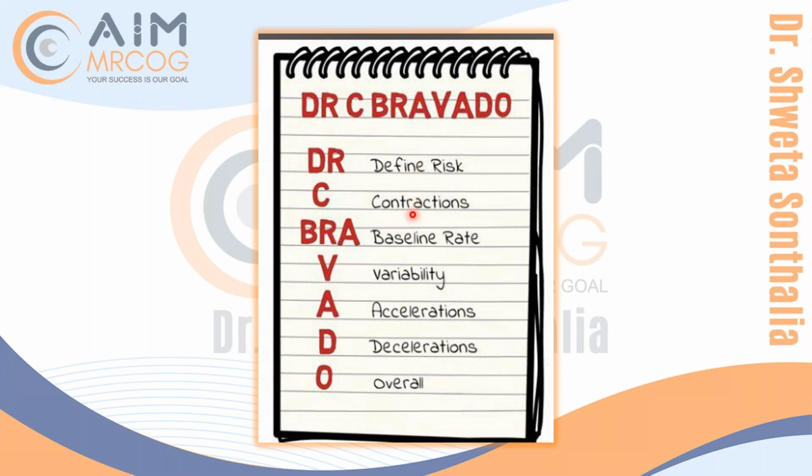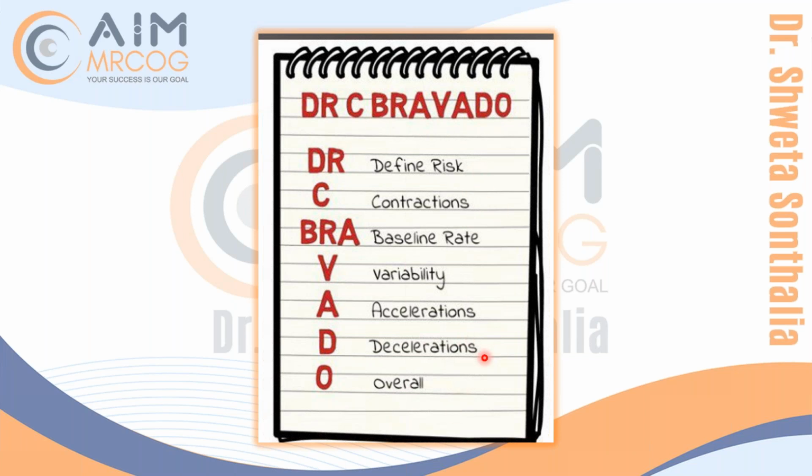Then you will look for contraction because all your definition of deceleration depends on, is it variable, early, late? So if you don't know where is the contraction, how many contractions, you won't be able to understand what kind of deceleration you are dealing with. So contraction, number of contractions, is it tachysystole, is it hyperstimulation? All that you should understand by understanding the contraction. Then the baseline rate, as I told you, whatever falls in the baseline for 10 minutes becomes the baseline rate. Then the variability, what goes up and down, acceleration 15 seconds and 15 beats up, deceleration 15 seconds and 15 beats down, and overall outcome is from all this.